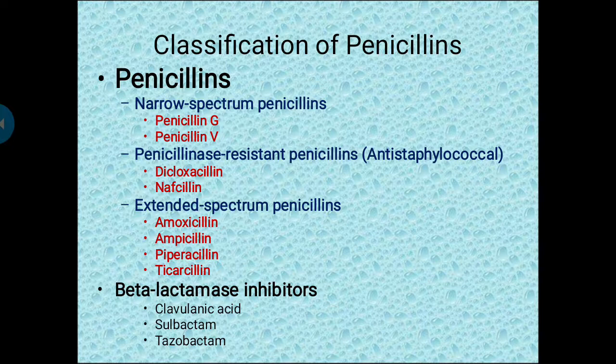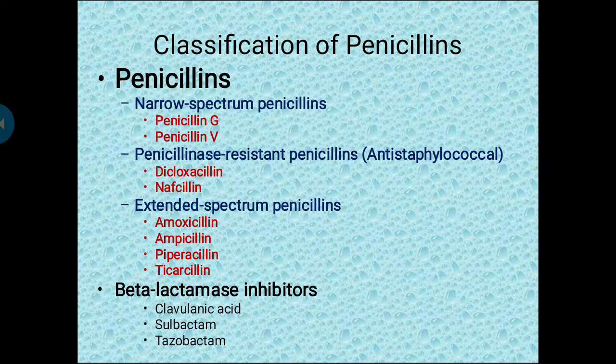This is also called anti-staphylococcal penicillin because staphylococci commonly are resistant to the penicillin because they have the enzyme penicillinase, which destroys the penicillin soon after the entry of the penicillin into the microorganisms, into staphylococci. So penicillinase-resistant penicillin was discovered so that they retain their activity even after entry into the staphylococci. Such examples are dicloxacillin, nafcillin, flucloxacillin.